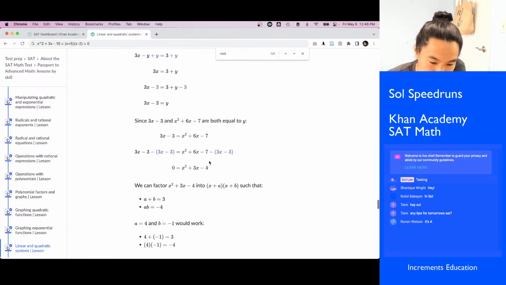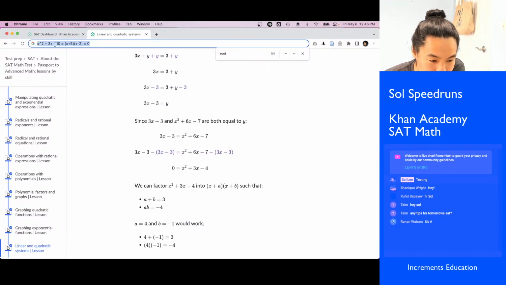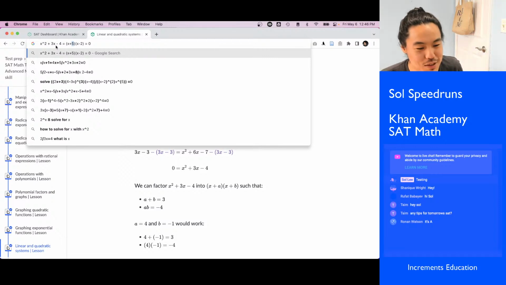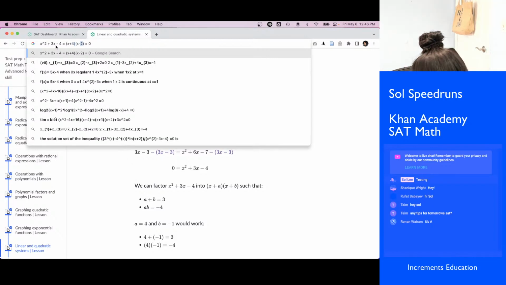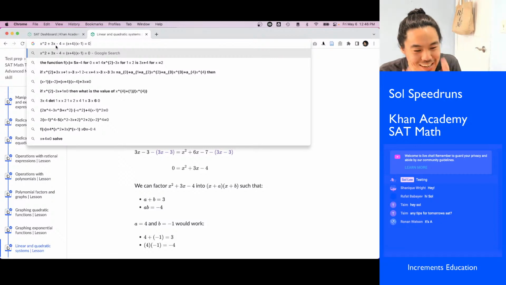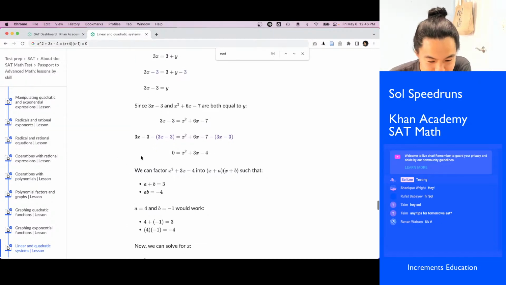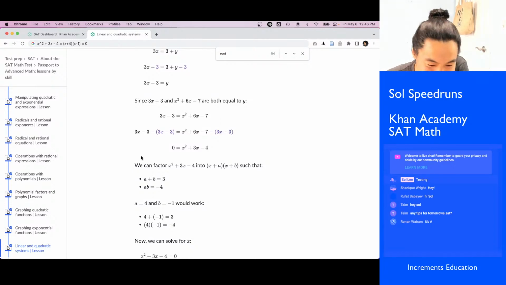Holy Lord. I transformed it wrong. Oh my god, so annoying. I factored it wrong, but that's what happens when you're factoring in your head. Okay. Oh god damn it, it's so annoying.